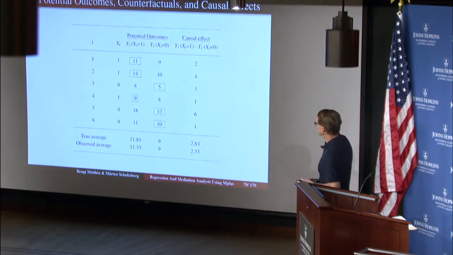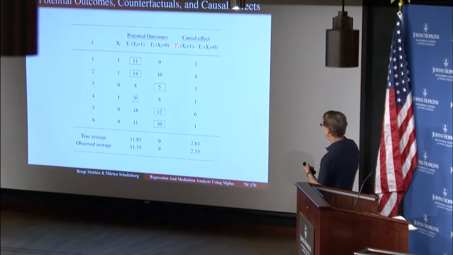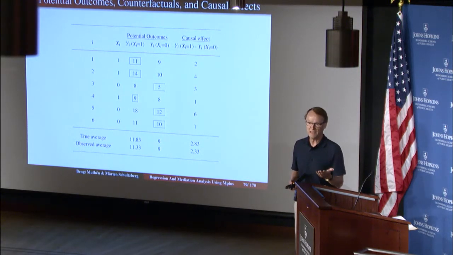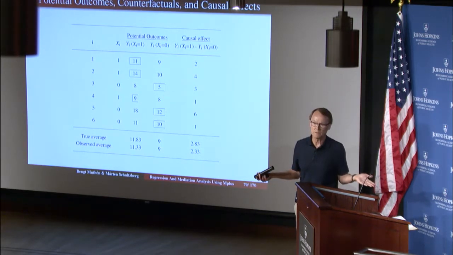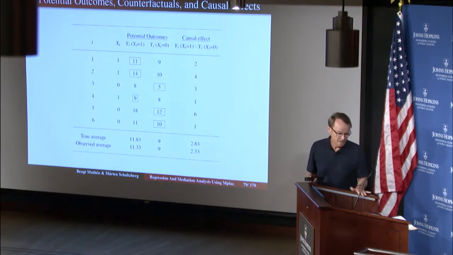So now these statisticians say, well, the true causal effect on the individual level is, of course, the difference between the y value that you would have obtained or did obtain when x was 1, minus the one for when x was 0. So it's 11 minus 9 is 2. 14 minus 10 is 4. 8 minus 5 is 3. Those are the causal effects. And now you would complain, of course, and say, well, we never observed those. What's the value of this? OK, just hold on. Wait.